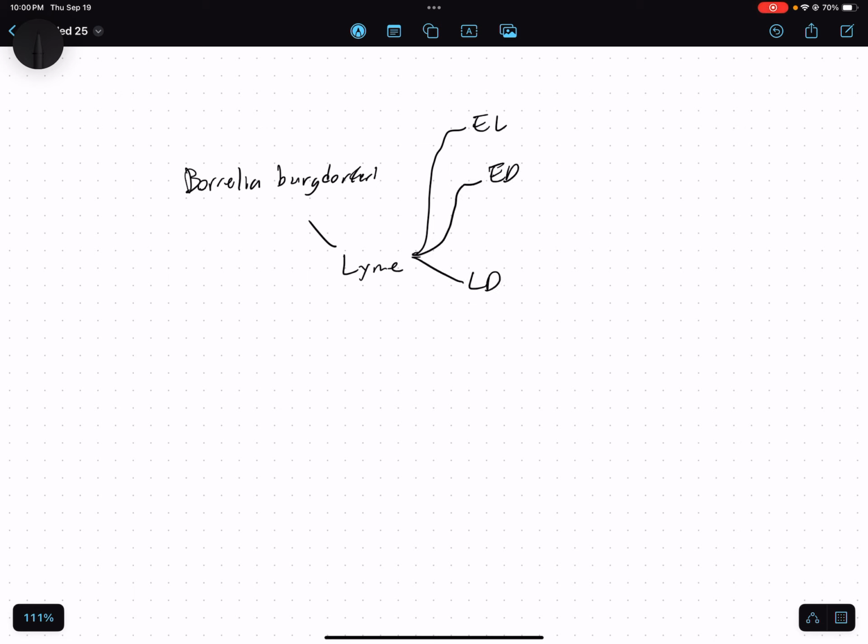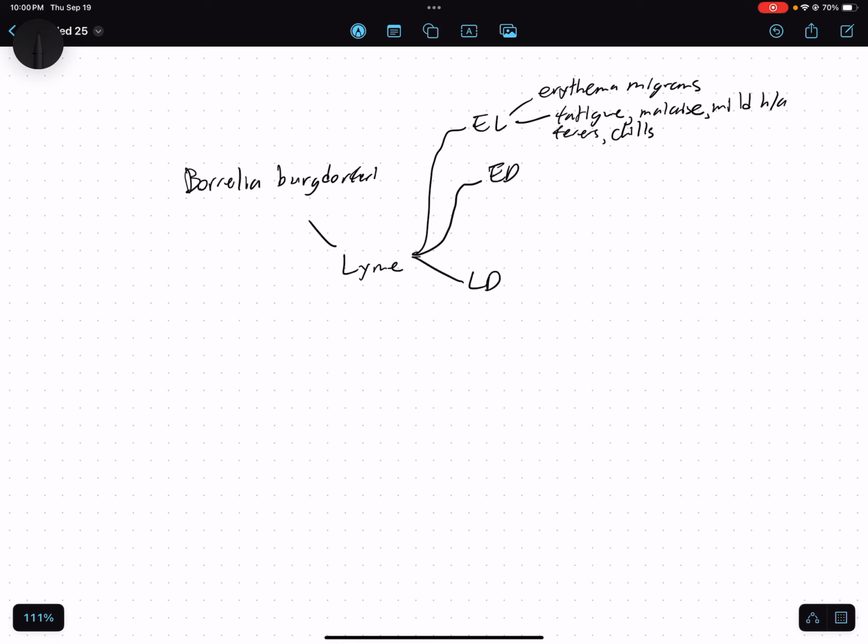In early localized disease, within the first month of infection, you're going to start to see in 80% of people this target rash, bullseye rash, otherwise known as erythema migrans. In terms of other features, you can see non-specific features such as fatigue, malaise. You can also get a mild headache or neck stiffness, and constitutional symptoms such as fevers, chills, that kind of thing.